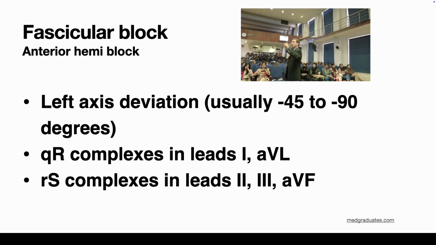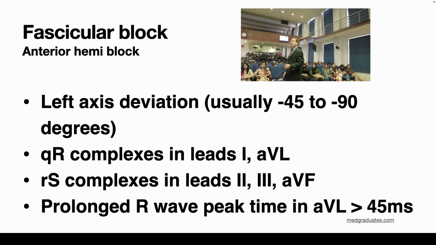Right axis, posterior hemiblock, is exactly the opposite of this. In left axis, the left-sided leads show dominant upward complexes, while inferior leads show downward complexes. Prolonged R wave peak time in AVL of greater than 45 milliseconds, just forget about it. Just remember these two: the lateral leads show upward complexes, while inferior leads show downward complexes. And this downward AVF tells you there is left axis deviation.